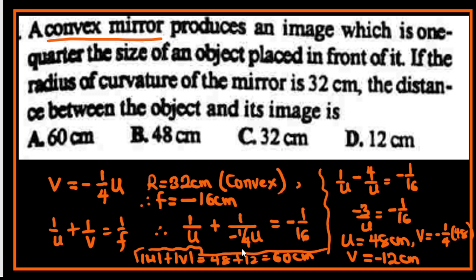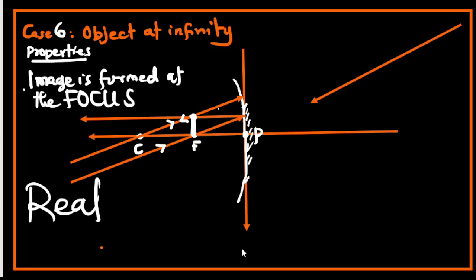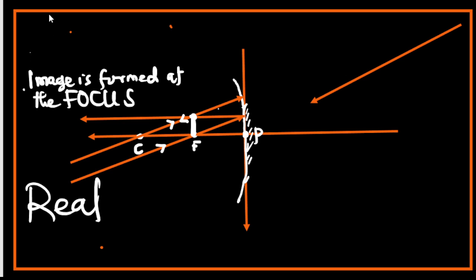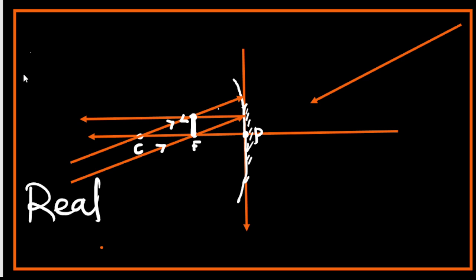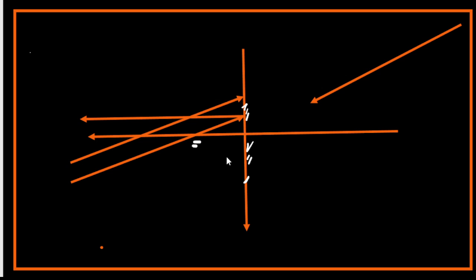Now let me go back to this ray diagram I drew here, but this is for concave mirror. Now I will redraw this for convex mirror. Alright, I want to draw the ray diagrams for convex mirror so that you'll have a perfect understanding of what is happening exactly for convex mirror.